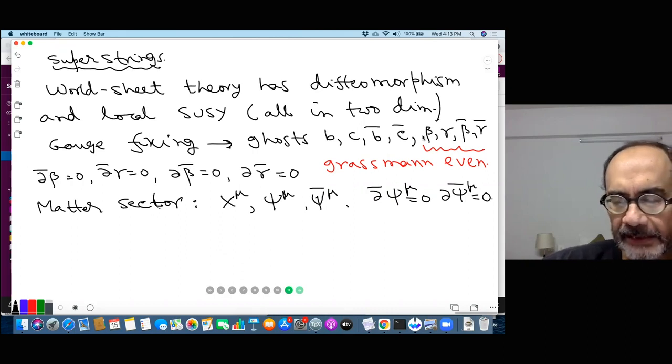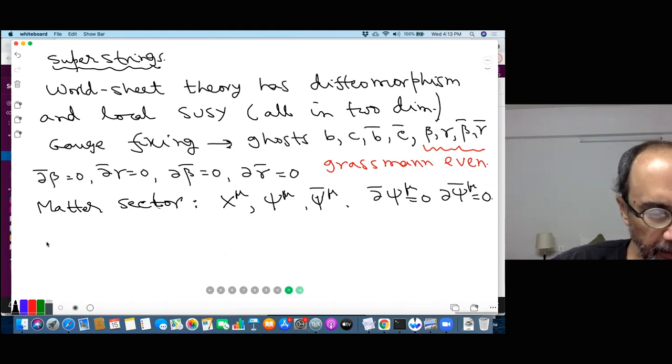Now I'll describe an important property of the beta gamma system, again without proof. So the beta gamma system can be bosonized.